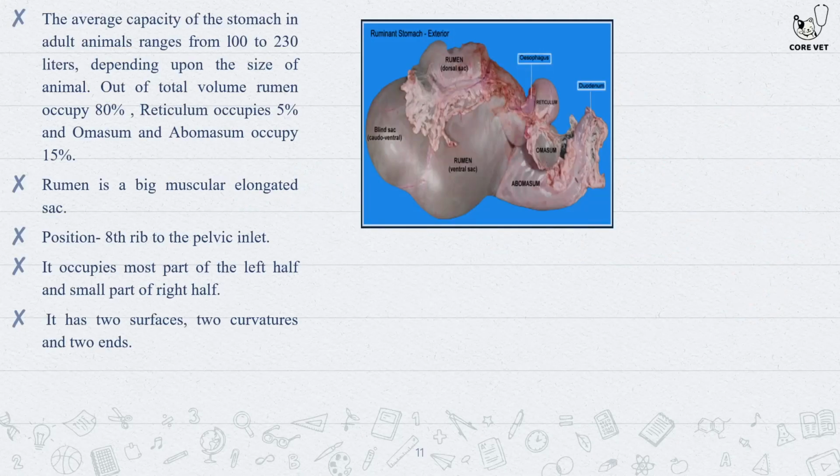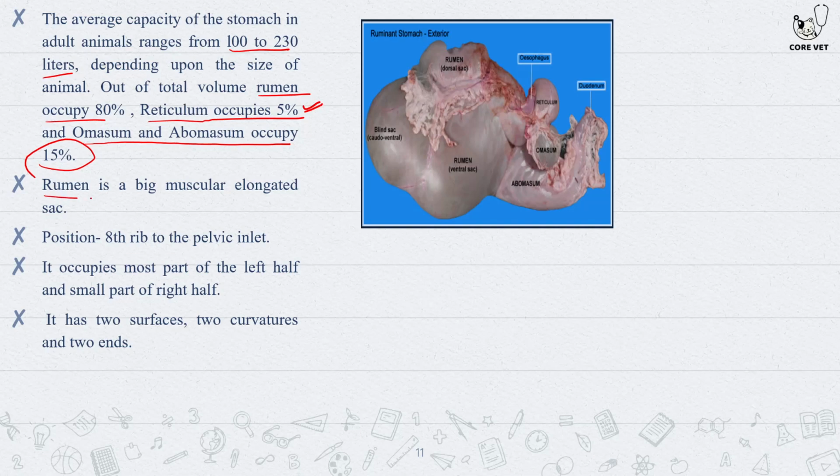First of all, the average capacity of the stomach in the adult ruminant is about 100 to 230 liters, and depending on the size, it also varies. Now the rumen alone comprises 80%, the reticulum comprises 5%, and the omasum and abomasum together comprise 15%. The reticulum is the smallest compartment in the adults. That's the point you have to remember.